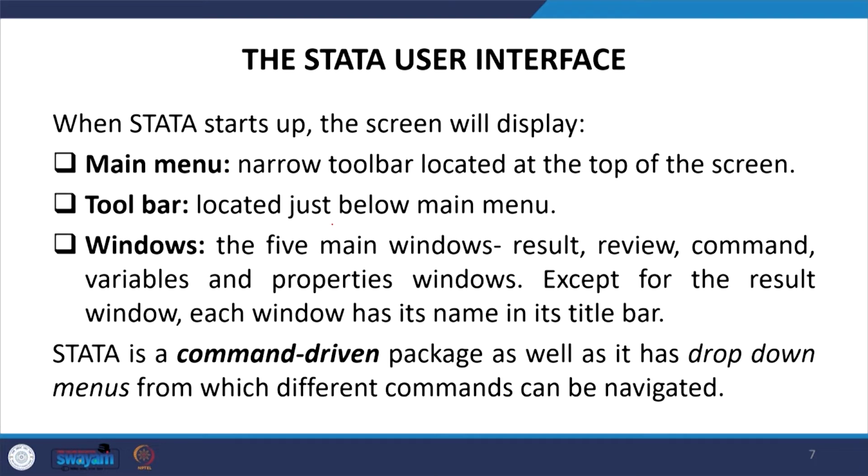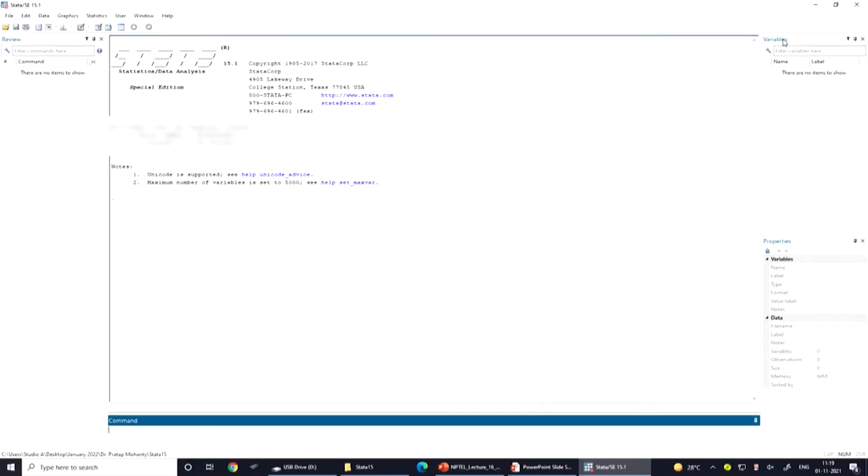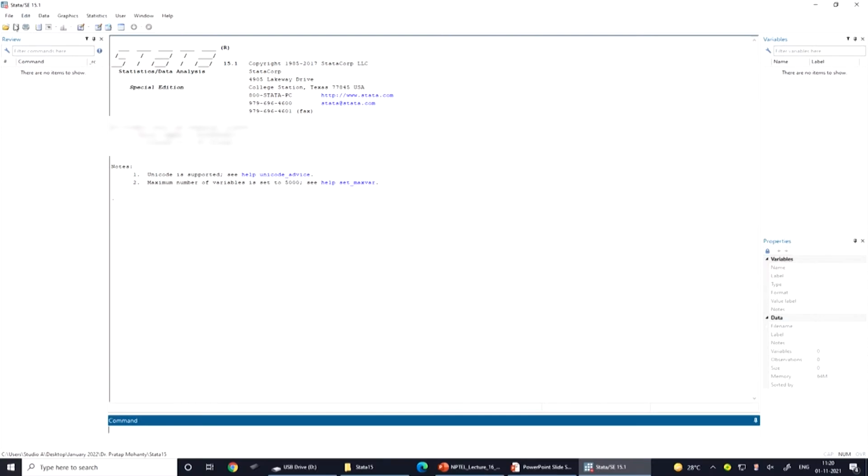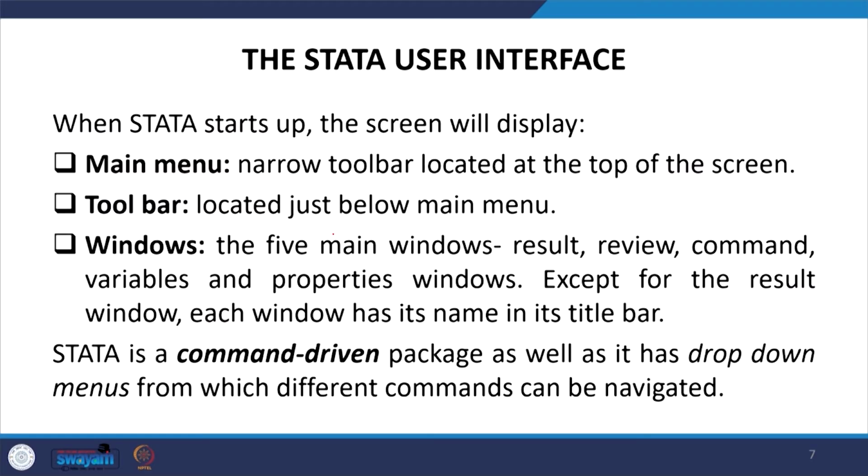What do we mean by narrow toolbar? These are in fact called narrow toolbar. These are defined on the main menu, whereas the toolbar is in fact located just below the main menu. The first one is called the main menu: file, edit, data, graphics, statistics, user, window, all are called main menu. Within that there are some toolbars. Toolbar items are like open file, then save it. These are called toolbar.